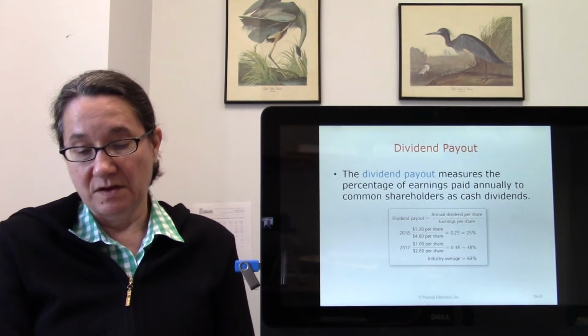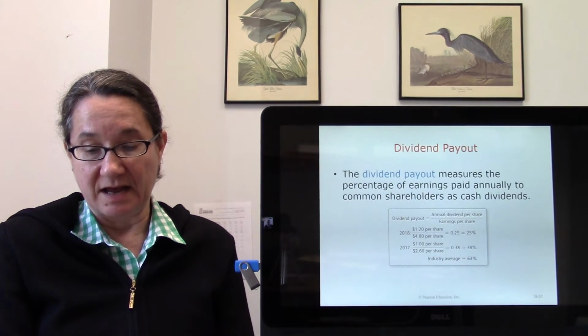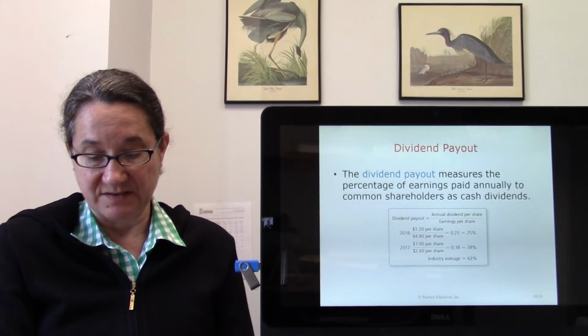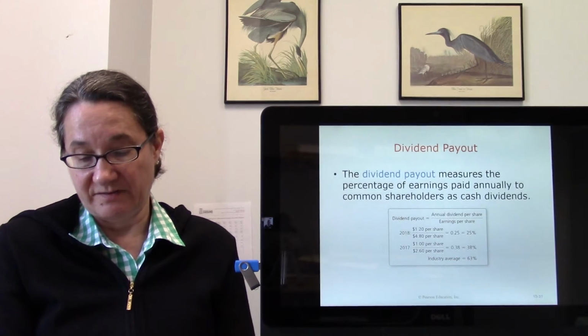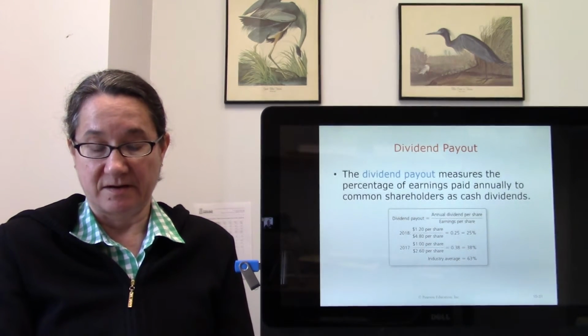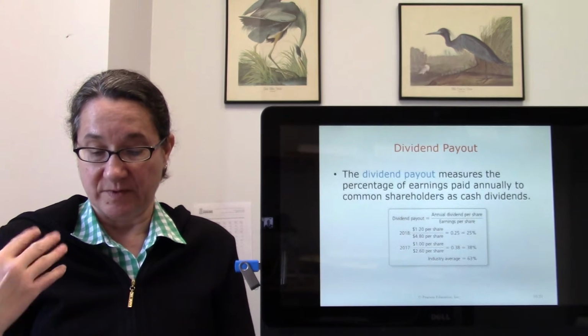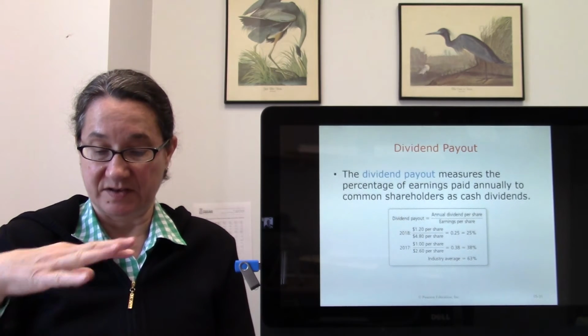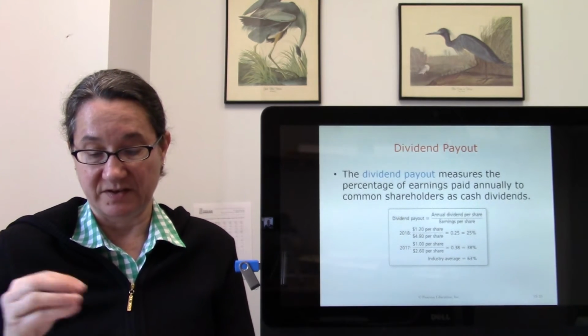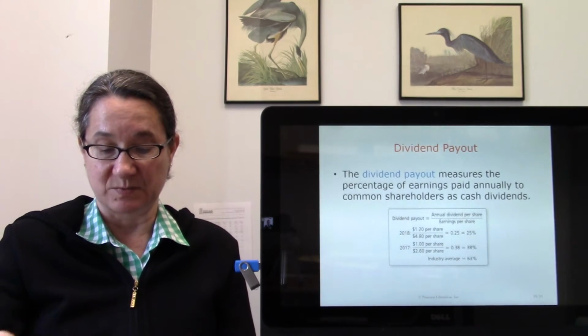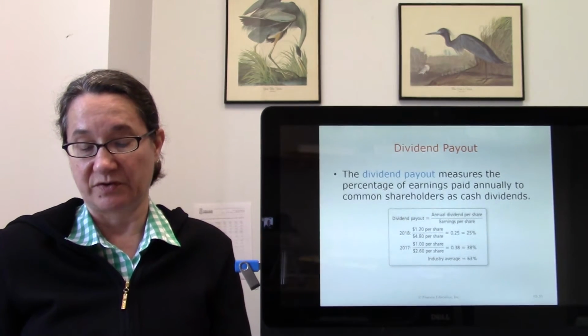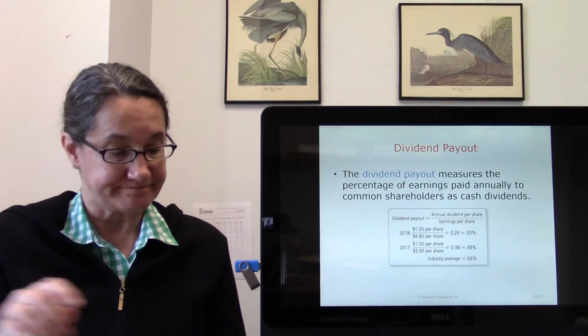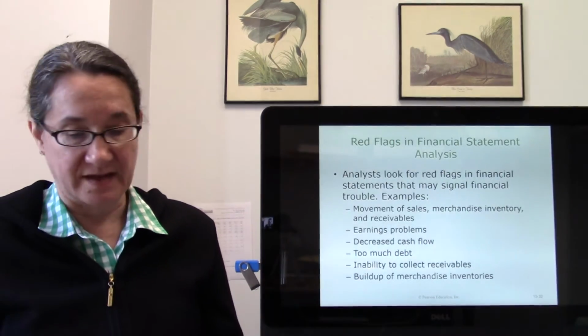Dividend payout measures earnings paid annually to shareholders as cash dividends. So that's dividends per share divided by earnings per share. Right? So again, it's the ratio of dividends declared that you actually got paid per common share relative to the earnings per share. This ratio measures the percentage of earnings paid to common shareholders as cash dividends.